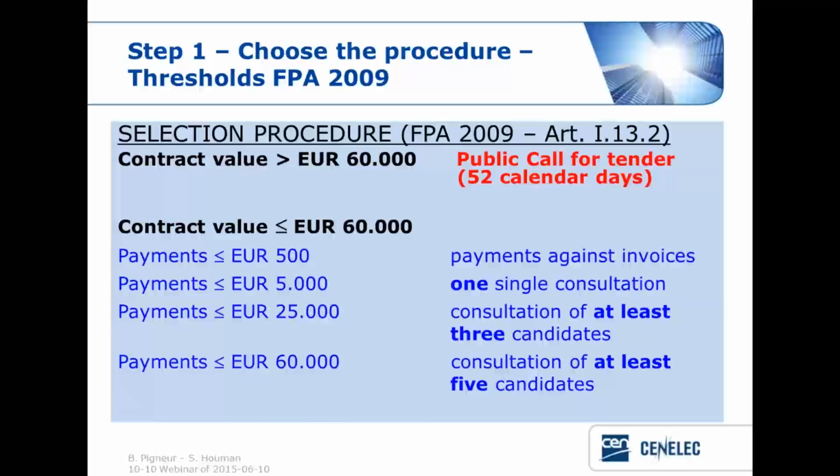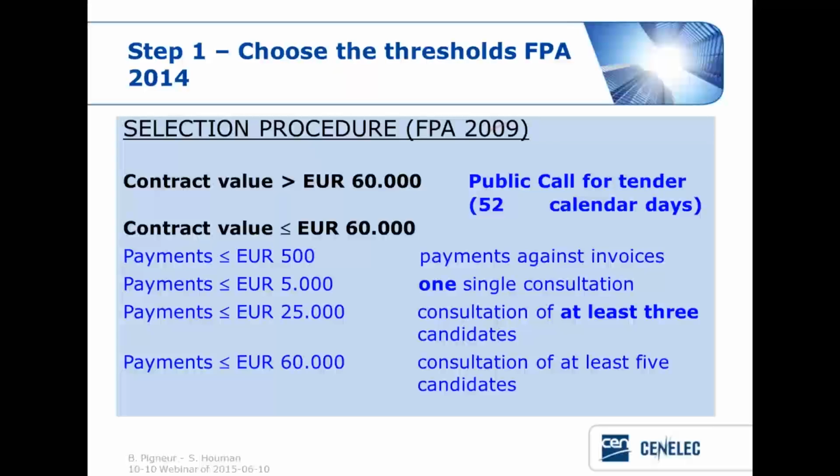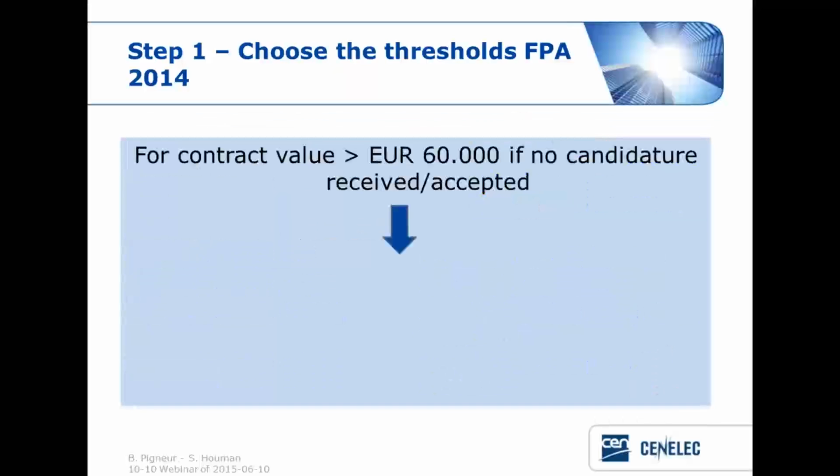So we'll see now the difference with the threshold under the FPA 2014. So now the difference is it's only 35 calendar days for the public call for tenders. Only 3 candidates between 25,000 and 60,000 euro. And now the difference for a contract value above 60,000 euro, if no candidature has been received, you can do a consultation of 3 candidates. Under the FPA 2009, before, we had to relaunch a call. Now it's the difference with the FPA 2014.